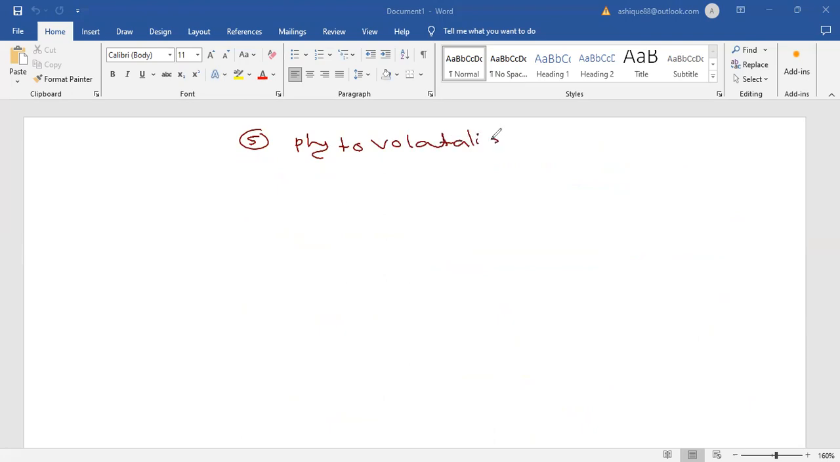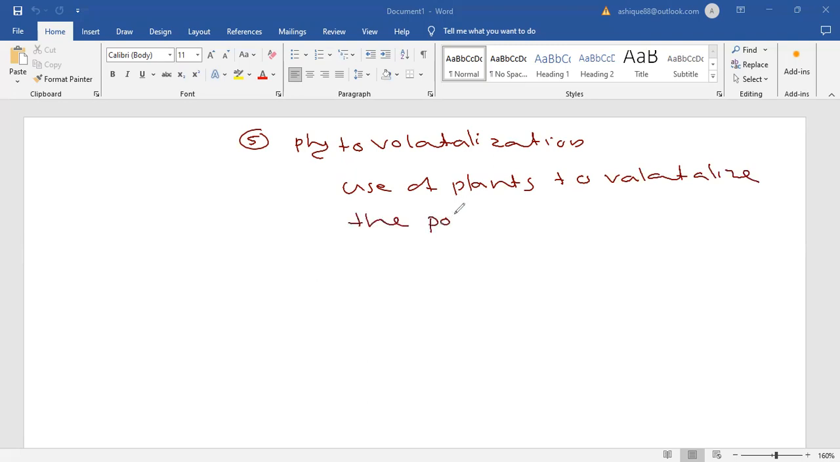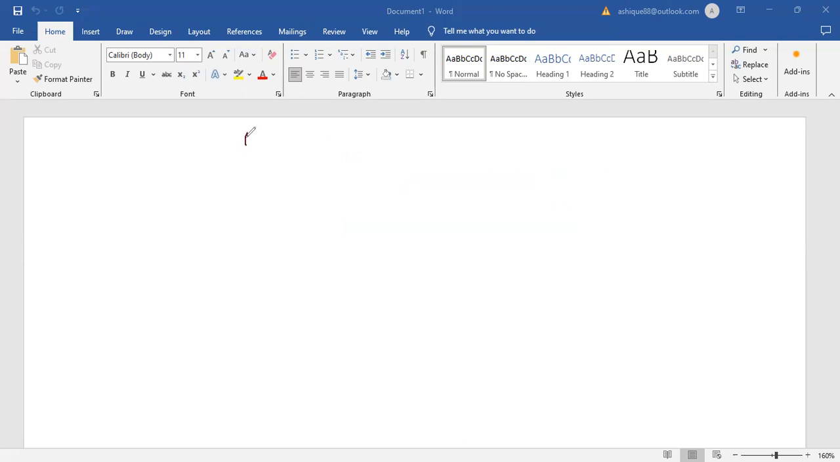Then the last one is phytovolatilization. Here we are using plants to volatilize the pollutants. That is phytovolatilization. And the common terms that you may know very well: what is bioaccumulation? We are discussing several terms, and you should know each and every term, because you can expect questions from all of these.